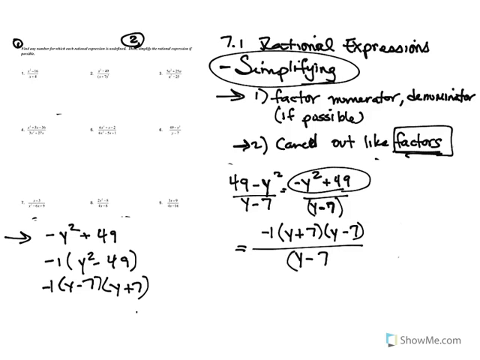So then when I look to see if I can cancel, the y minus 7s can cancel out. So what does that leave me with? Negative 1 times y plus 7. Or if you want to distribute it back, you can. Either answer would be correct. Okay? And that is 7.1. I'll do a second video for the last 3.